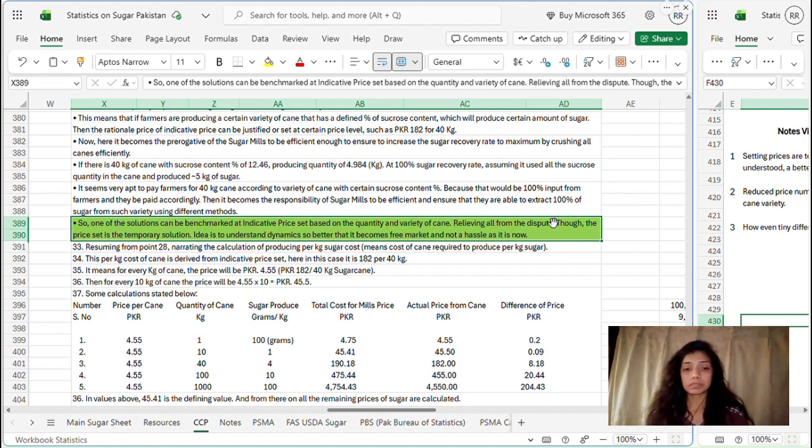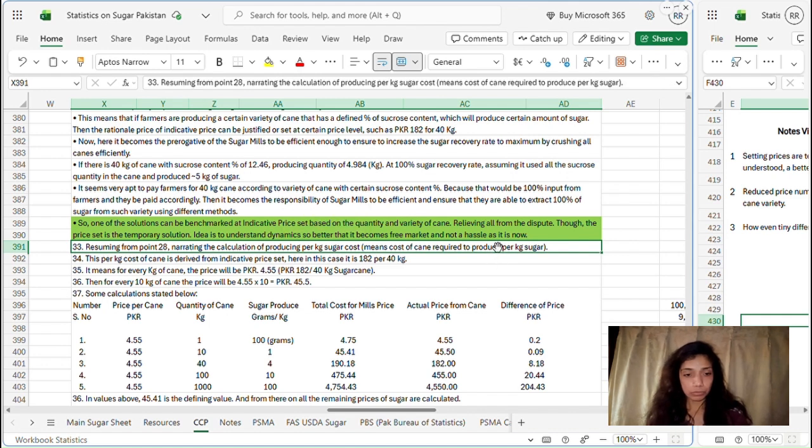But since machines may have some requirements about the quality of the cane, if all the produce is 100% good quality, then the sugar produced will be in much better quantities.